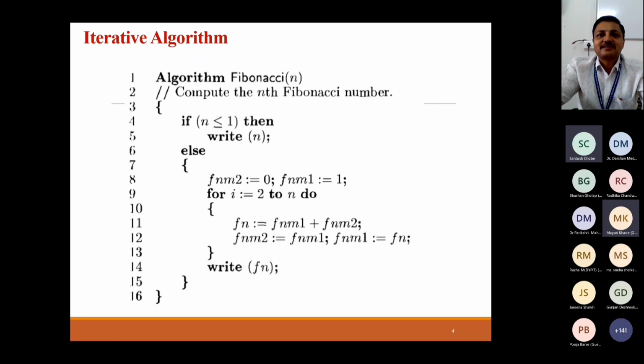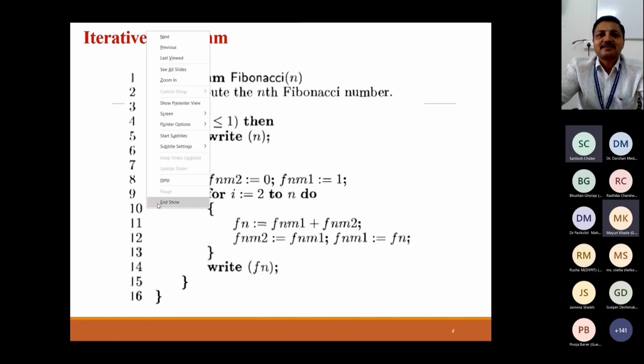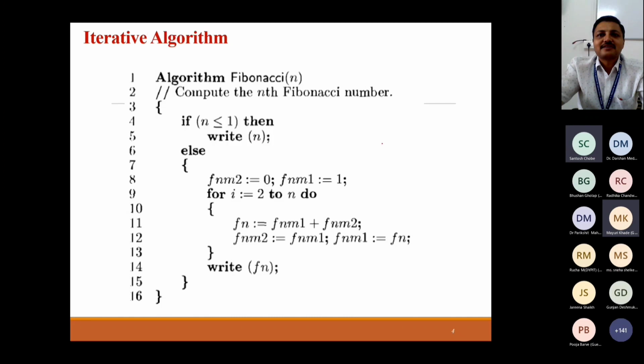Now, if you talk about the complexity of this particular algorithm, you can see there are 2 parts. One is if the condition is true and the other is if the condition is false. Now what happens if the condition is true? That means if the value of n is less than or equal to 1, the condition will be checked and this write statement will be executed. You can see there is this condition 1 and this write statement 1. So there will be a total of 2 statements executed.